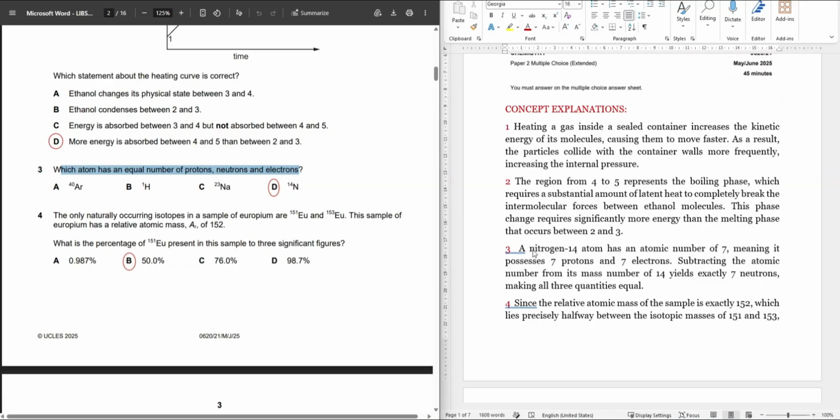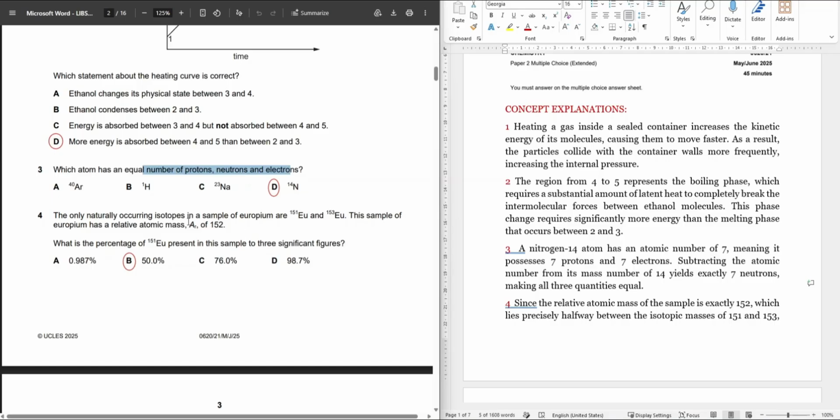As you know, the nitrogen-14 atom has an atomic number of 7, which means it possesses 7 protons and 7 electrons. If you subtract the atomic number from its mass number of 14, it yields exactly 7 neutrons, making all three quantities equal. Hence, the exam question requires the atom to have an equal number of protons, neutrons, and electrons, and that condition is satisfied when we consider nitrogen-14. None of the others can give us the same scenario.